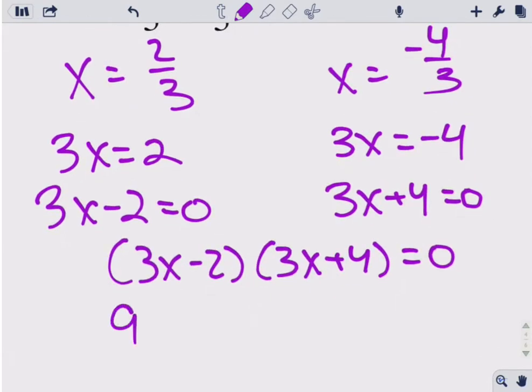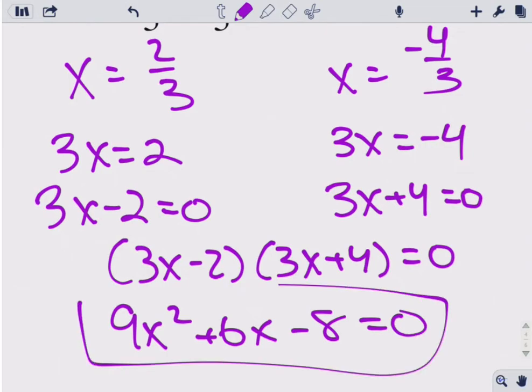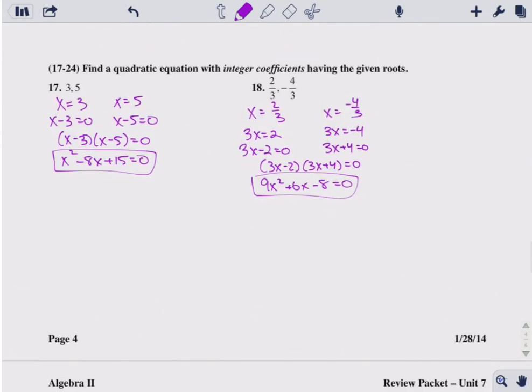Equals 0. FOIL: 9x squared. Outside is 12x. Inside is -6x. That's plus 6x minus 8 is equal to 0. And that's your answer. That's it for page 4. I'll do page 5 coming up next.